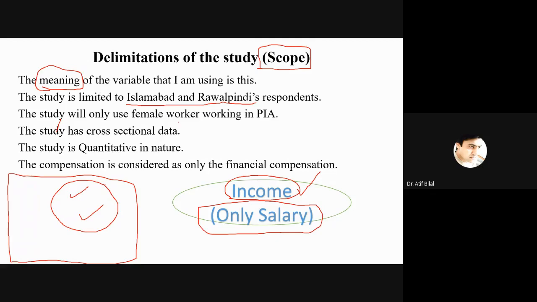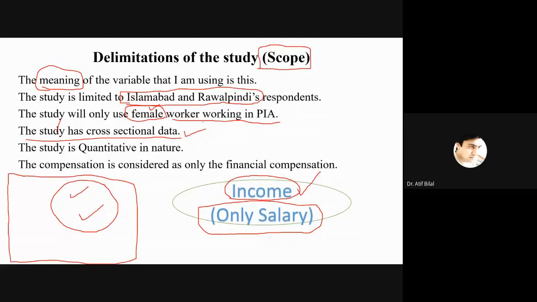Then, if I'm using a term, for example, workers of PIA, and my study is only focusing on the female workers, I need to tell the reader that my study is focusing on the workers of PIA, but I'm only considering the female workers of PIA, or the workers of PIA only from Islamabad and Rawalpindi. Then you're also going to tell the reader that your study is a cross-sectional data study. We'll understand this in our research methodology, but still, you need to tell them that it is a cross-sectional study, which means you collected the data at only one point of time. Or if it is a longitudinal study, you can say that it is a longitudinal study.